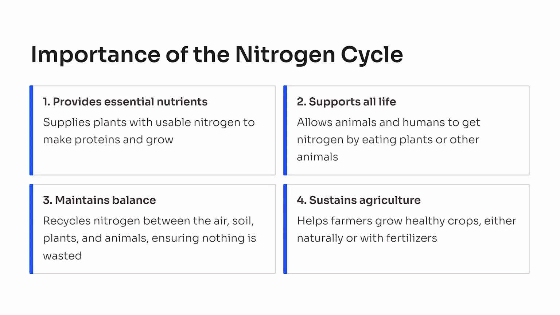Third, it maintains balance in nature. The nitrogen cycle constantly recycles nitrogen between the air, the soil, plants, and animals, ensuring nothing is wasted. And fourth, it sustains agriculture. The cycle helps farmers grow healthy crops, either through natural soil processes or with the help of fertilizers. Good nitrogen balance means better harvests and more food for everyone. In essence, the nitrogen cycle is a lifeline for plants, animals, and humans alike.